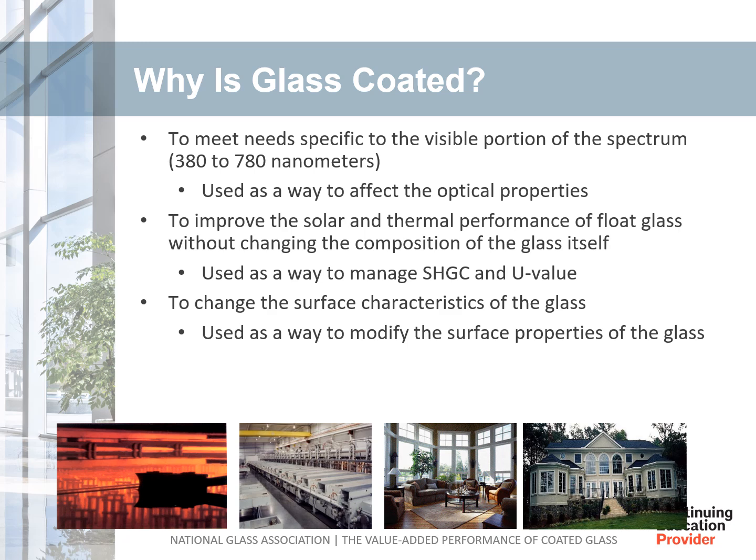To begin, let's address why glass is coated, if at all. Coatings are designed to impact specific properties to the visible portion of the spectrum, which is 380 to 780 nanometers. Coatings can significantly improve solar and thermal performance of the glass without modifying the glass itself, by modifying the reflectance and transmittance properties of the glass. There are also coatings that are designed to change the surface characteristics of the glass. Examples are hydrophilic and hydrophobic coatings, and microscopically rough surfaces for light scattering.